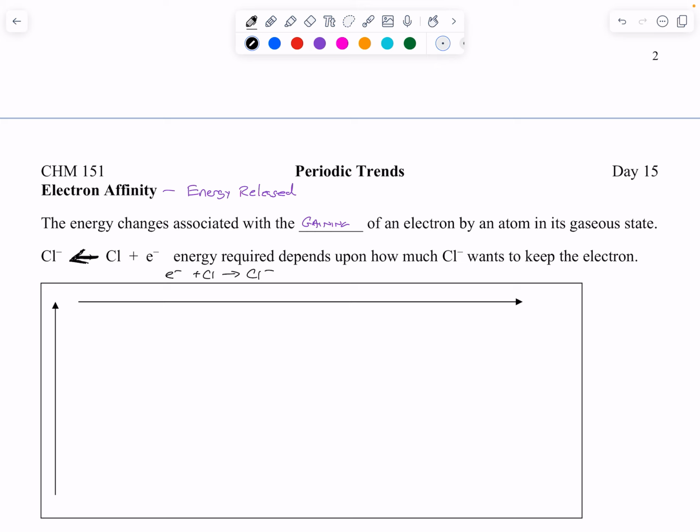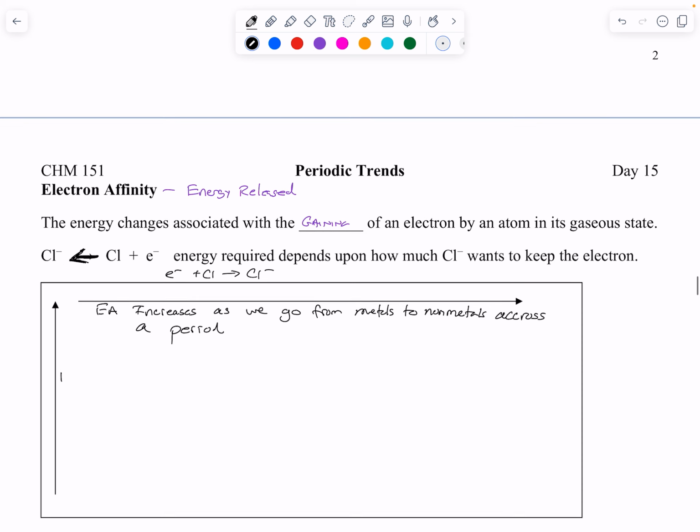Now, typically electron affinity increases as we go from metals to nonmetals, across the period, and it typically decreases as you go down a group.